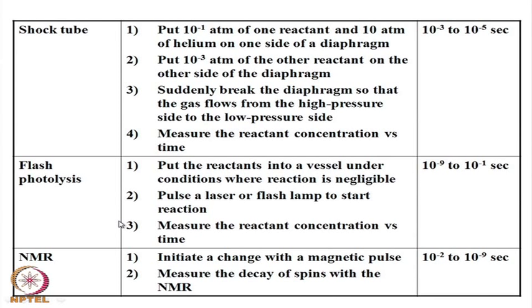Flash photolysis: it is from 10 to the minus 9, nanosecond, to 10 to the minus 1 second, subsecond. Put reactant into a vessel under conditions where reaction is negligible. Consider a reaction which does not generally occur in the ground state, maybe in the excited state. When, out of two reactants, maybe one is excited and then it does the reaction, in that case flash photolysis is useful.